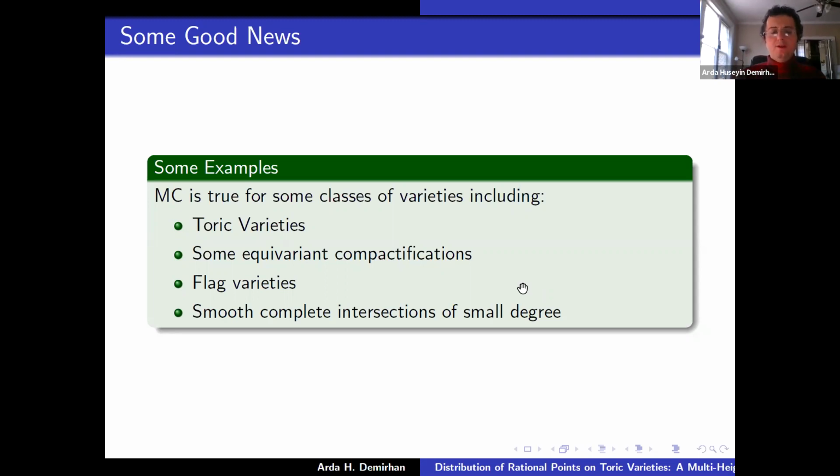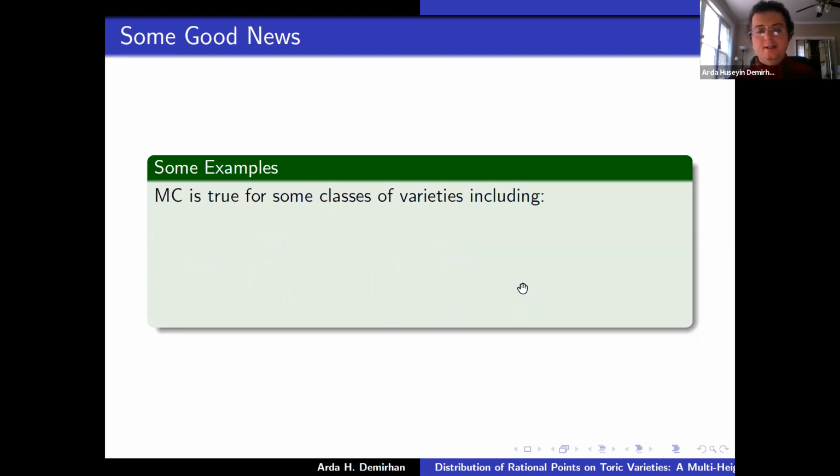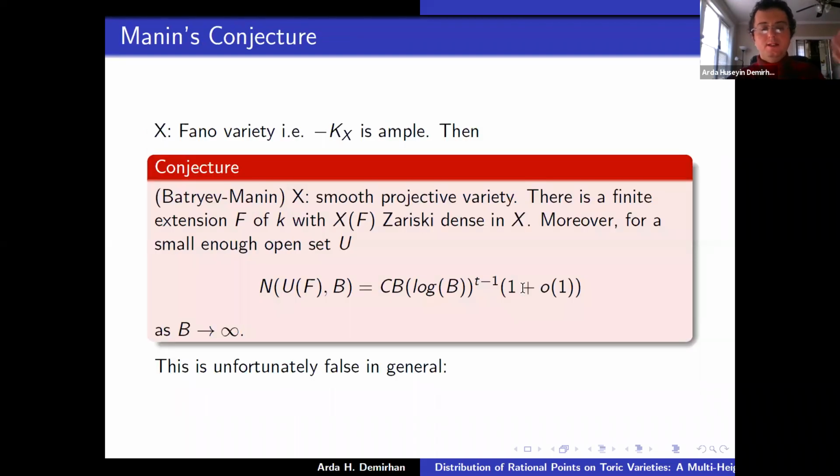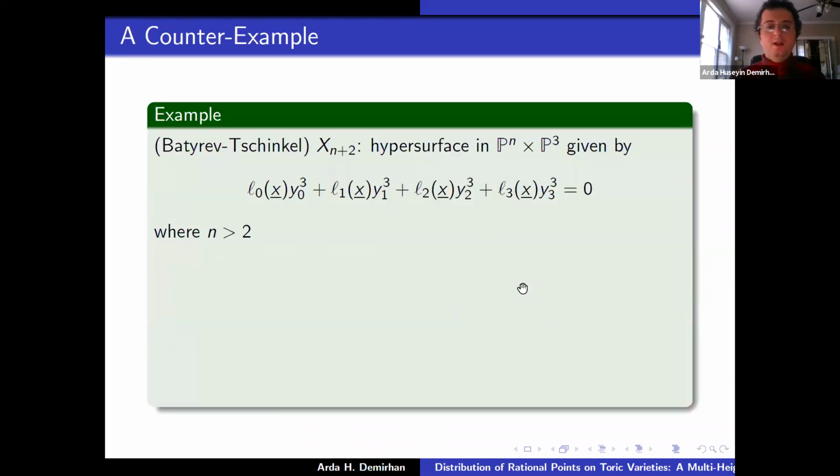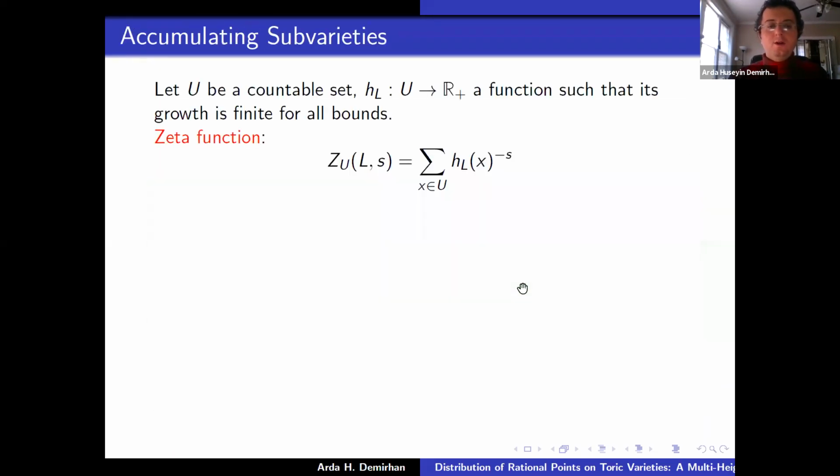As I said, on Fano varieties, we have to remove the accumulating subvarieties with respect to the anti-canonical class if we want to ensure the linear growth conjecture. What I mean by linear growth conjecture is that the growth function that I gave here, defined in the previous slides, grows like a linear function asymptotically.